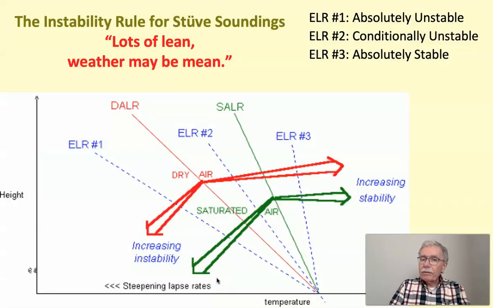Remember this? Lots of lean, weather may be mean. Time to bring that back again as we take a look at instability in the atmosphere. So ELR number 1, the environmental lapse rate number 1, is the most unstable because it's leaning over the most.